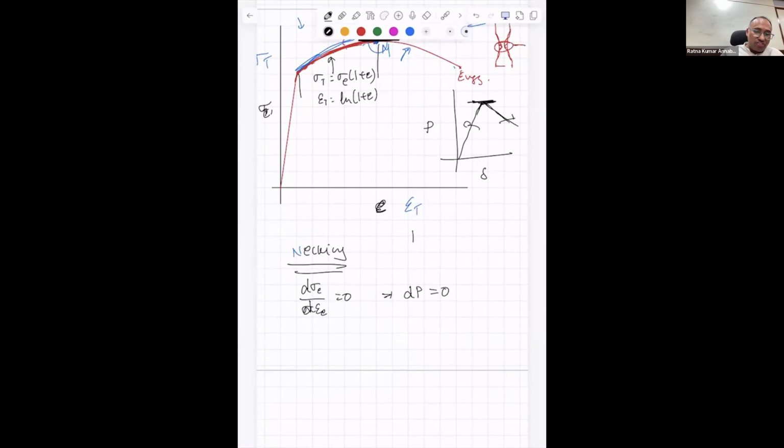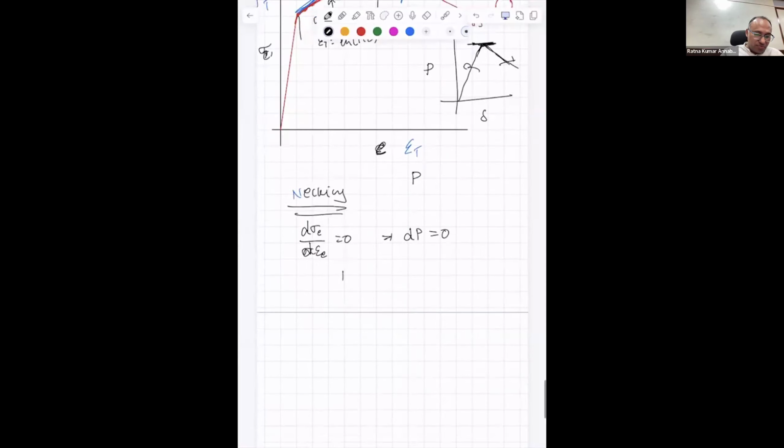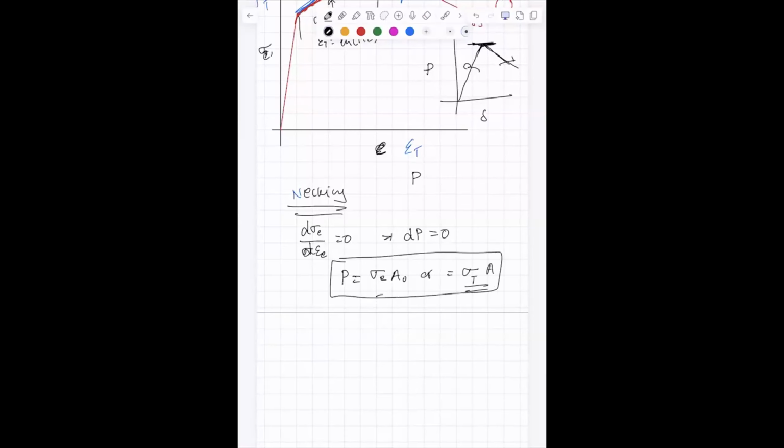Now the applied force is equal to engineering stress into original cross-sectional area, or this can also be written as true stress into current cross-sectional area. Can you do that? Is that clear? Yes, both are one and the same.